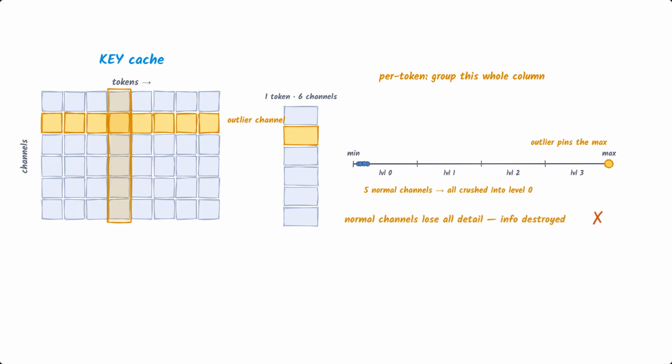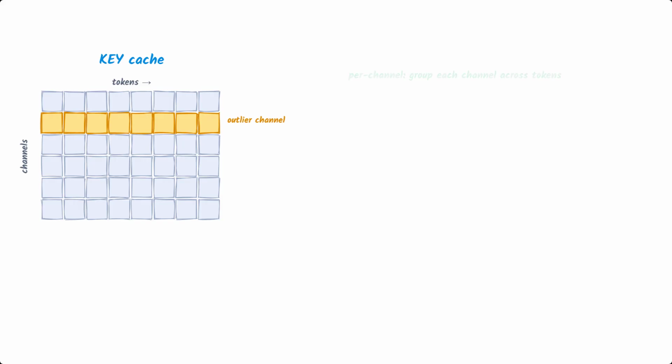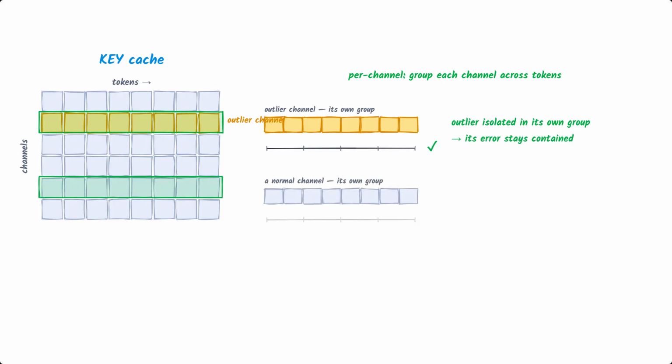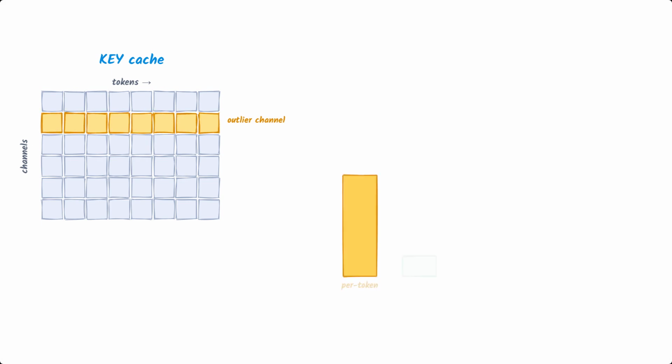The fix is to quantize the key cache per channel. Group each channel with itself across tokens. Now the outlier channel is isolated, its errors stay contained inside its own group, and the well-behaved channels get quantized cleanly on their own tight range. Per channel confines the damage. In fact, per token here gives about 5 times the attention score error that per channel does.